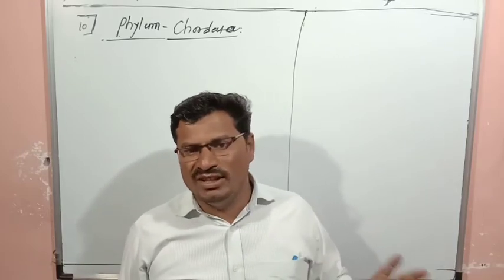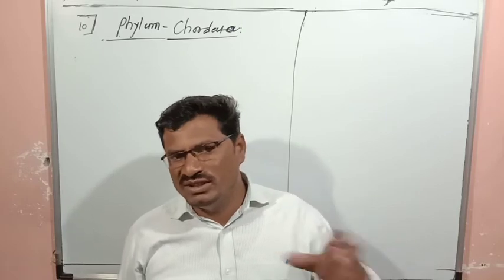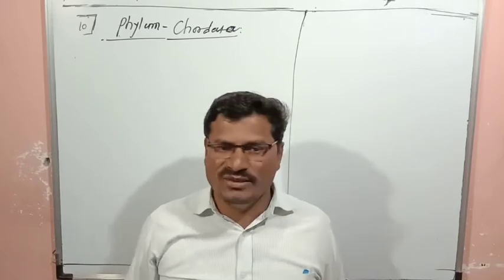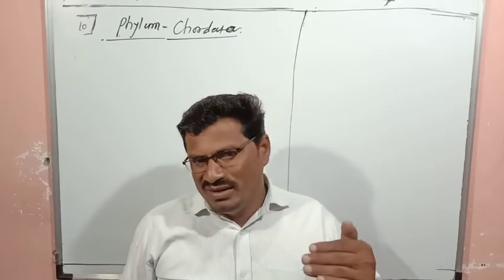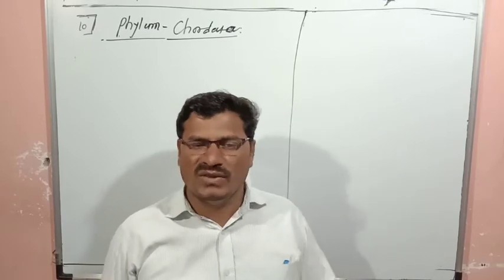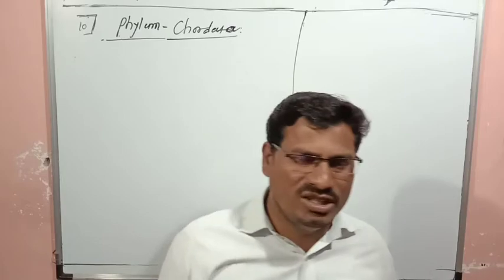This phylum Chordata is classified into 3 subphylums. Which are the 3 subphylums? We'll see: Urochordata, Cephalochordata, and the last one is Vertebrata.